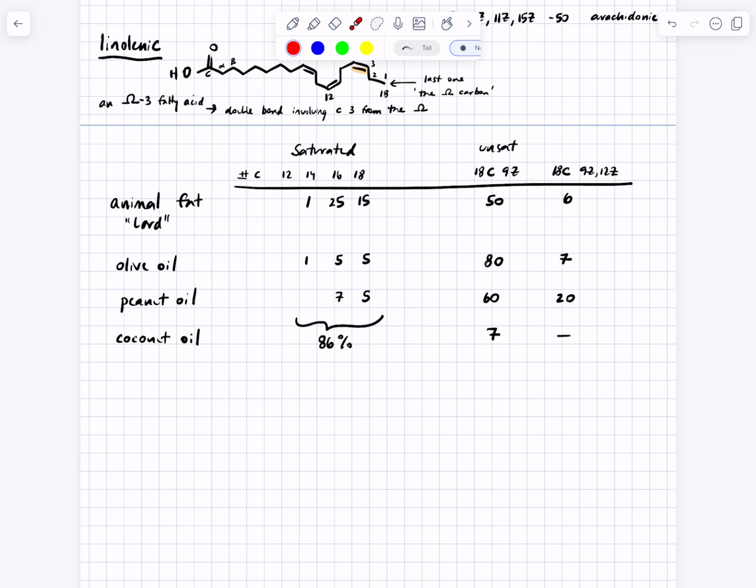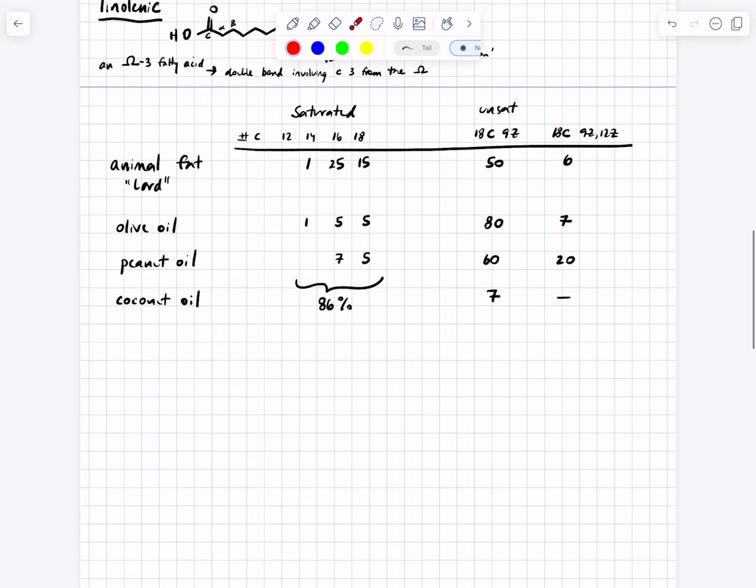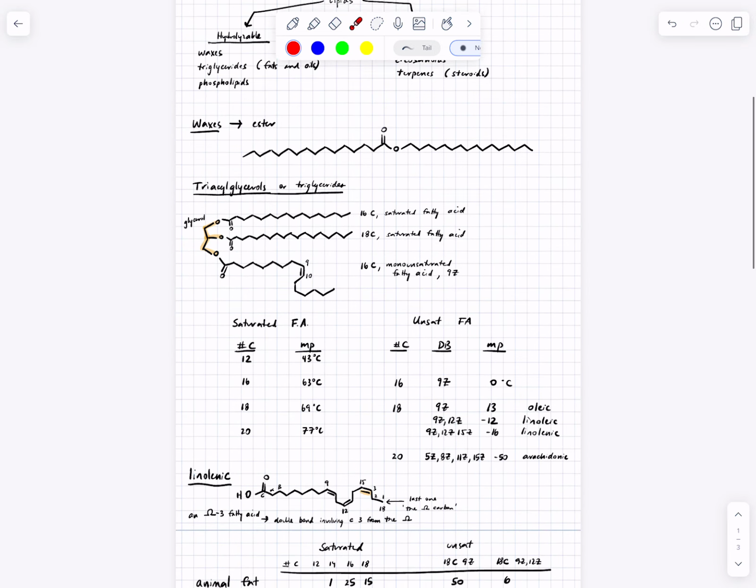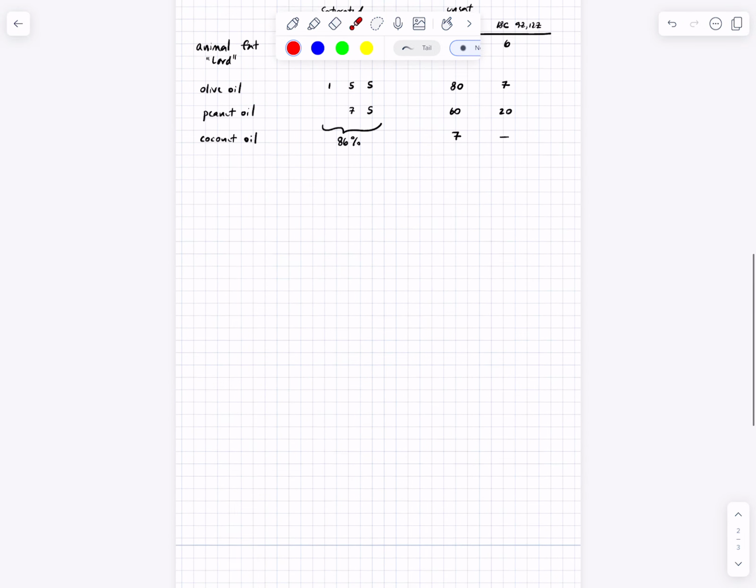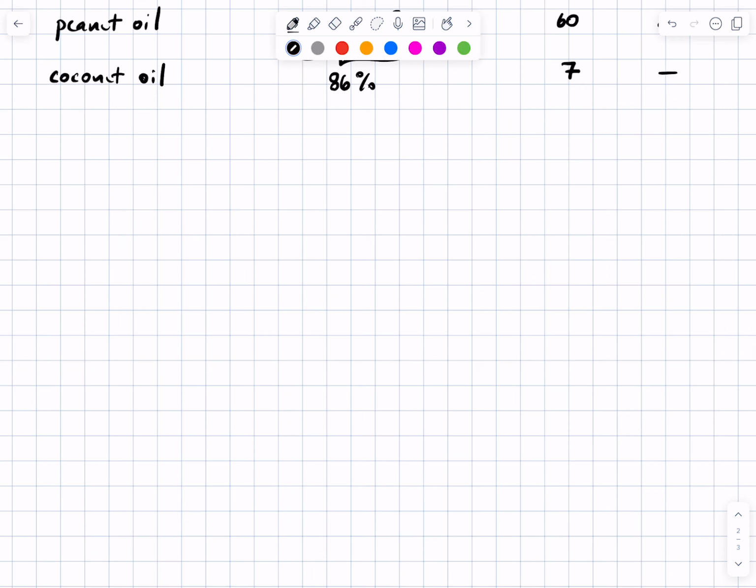Okay, let's talk about what types of reactions triacylglycerols can undergo. I'm going to just give you a general triacylglycerol structure. Whoops, did it wrong, didn't I?